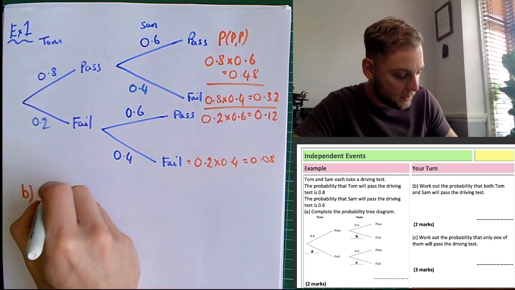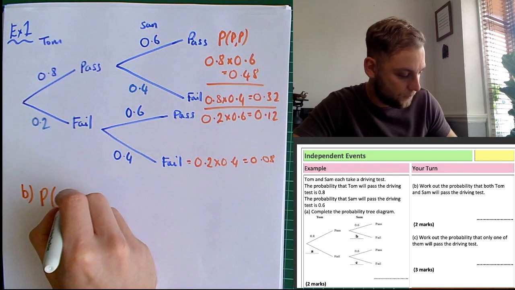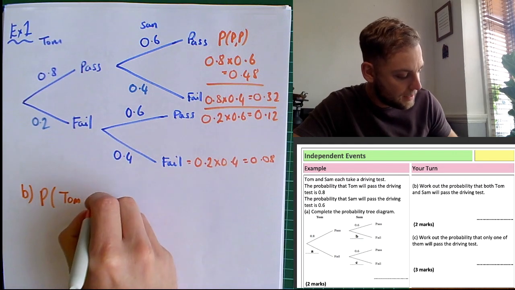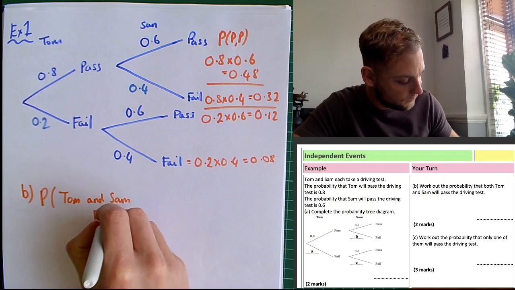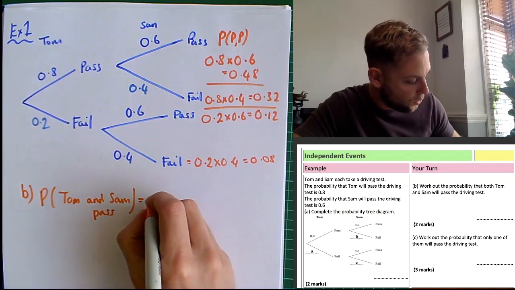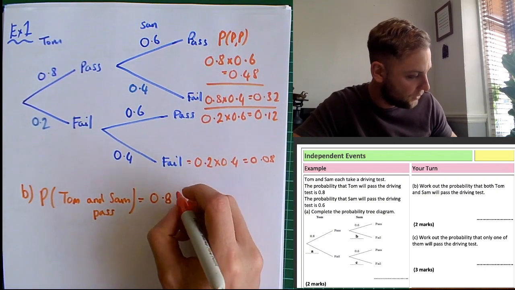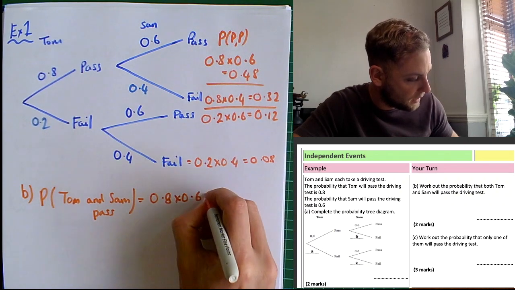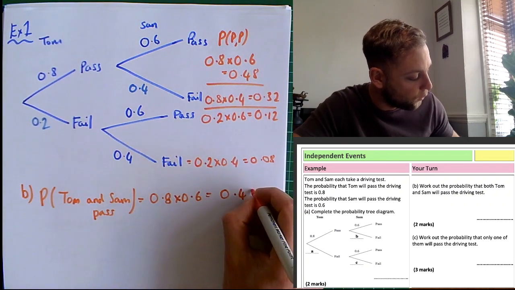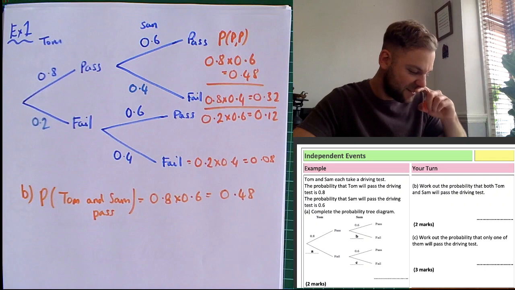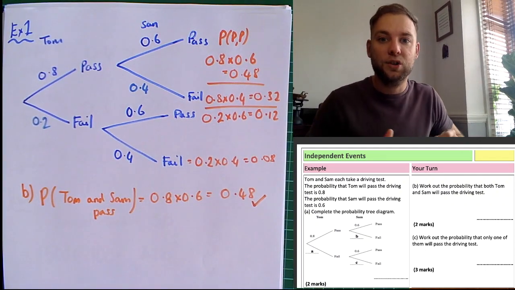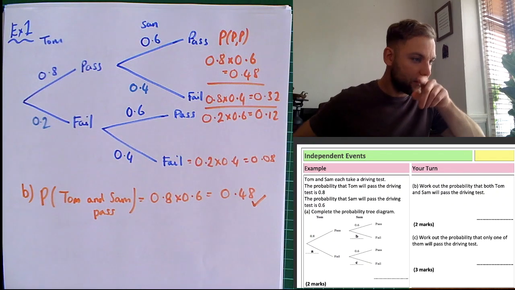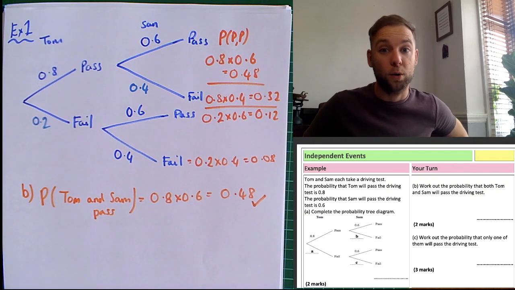So the probability that Tom and Sam pass is equal to 0.8 times by 0.6, which is equal to 0.48. Brilliant. So that's that one there. That's part B. So the next question says, work out the probability that only one of them will pass.